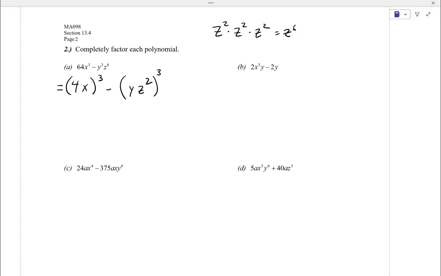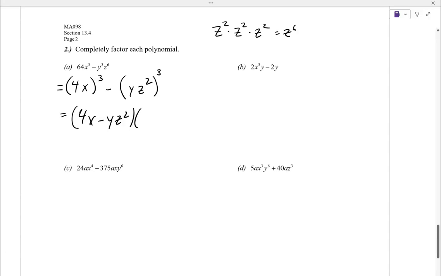So what's playing the role of a here? 4x. And what's playing the role of the b? yz squared. So how is that going to factor now? Four x minus yz squared, good.